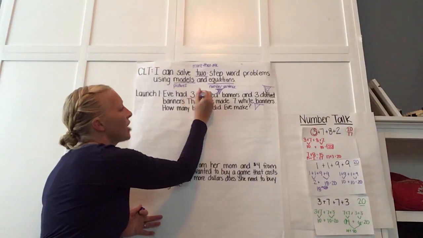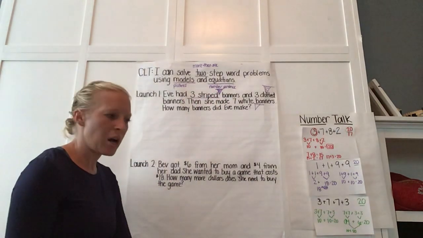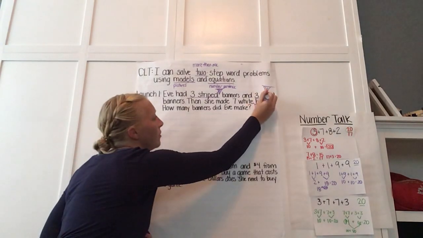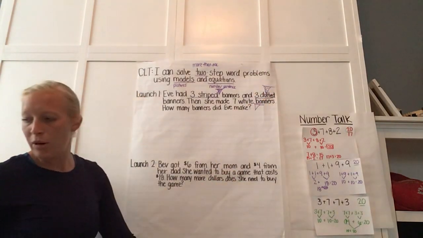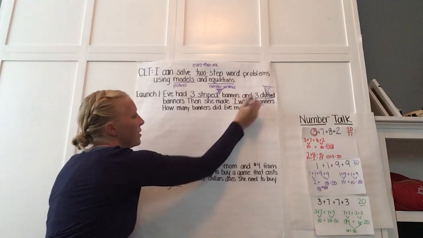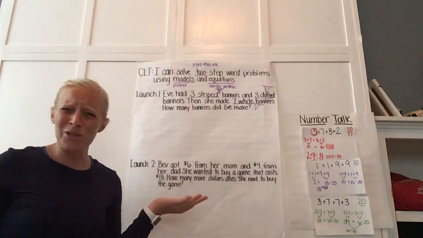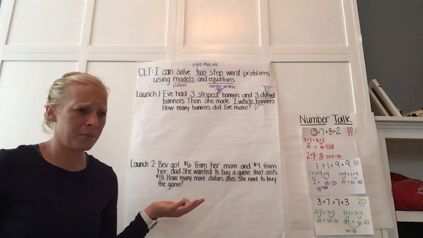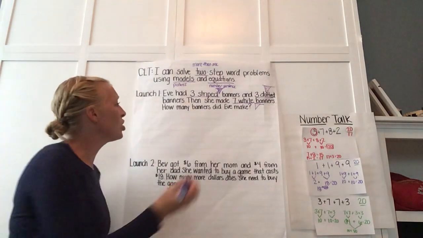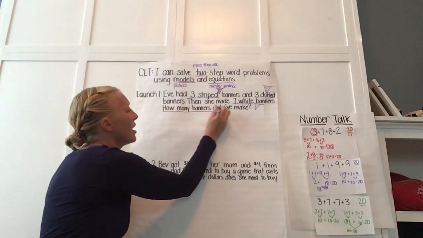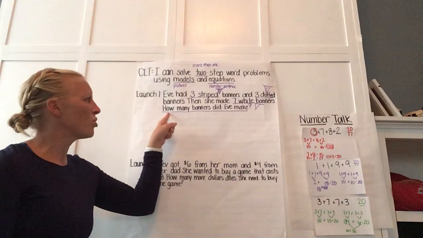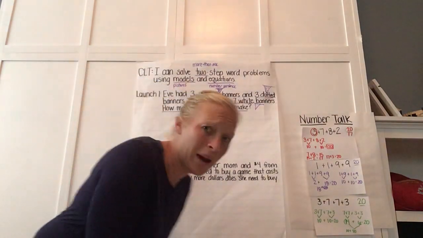She has 3 striped banners. What else do we already know? She has 3 dotted. How about over here? She makes 7 white. What are we trying to find out? How many banners did she make? There's that question. Whenever I ask you, what are we trying to find out, we can go straight to that question at the end of our story problem, can't we?